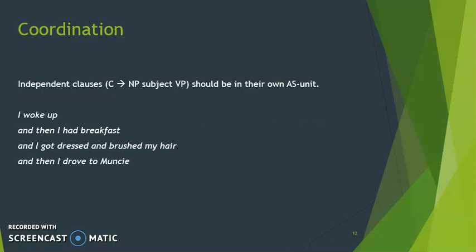Well, it would be something like this. I woke up, and then I had breakfast, and then the next AS unit, the next utterance, would be, and I got dressed and brushed my hair. Now, notice in this one, there is an and connecting the two verb phrases here, right? Because brushed my hair is sharing the NP subject, the noun phrase subject I. So that's going to be the same AS unit. And brushed my hair doesn't work on its own. And then I drove to Muncie.